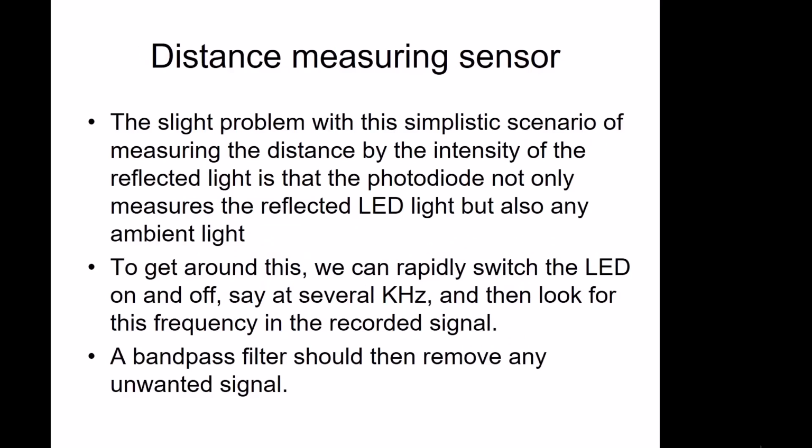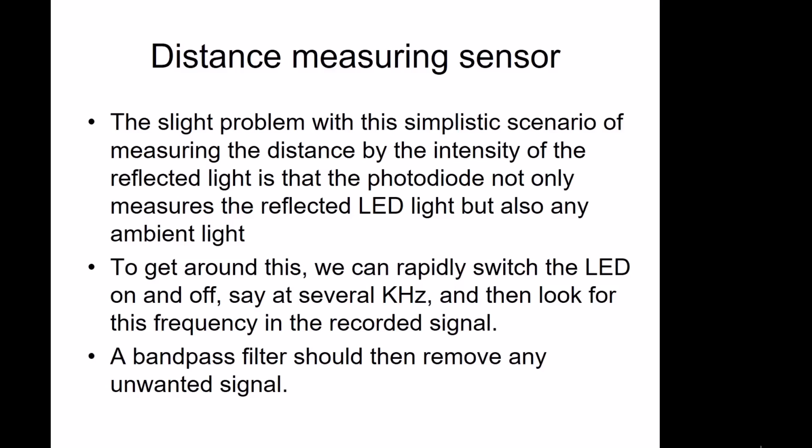Okay, so in principle, you shine the LED and use a photodiode to measure that intensity. There's a slight problem with that simplistic view, in so much as the photodiode will measure the LED light, but it'll also measure any other light that's present. So for example, it'll measure daylight, it could measure street lights, lights in a room, etc. So it'll be measuring all light.